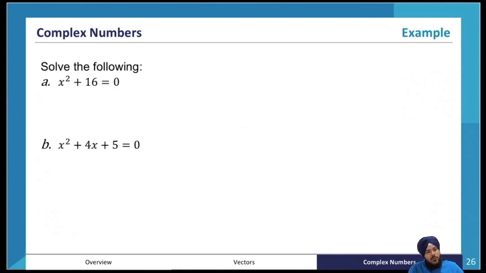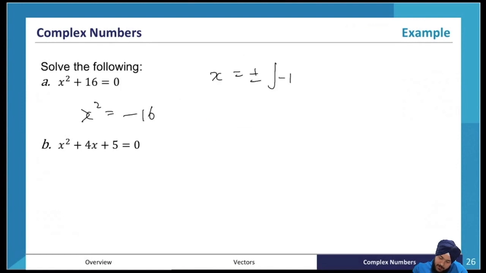Okay, here we have some questions to solve using complex numbers. Just solve it how you would normally solve a quadratic to start off with. For the first one, I'm just going to move 16 to the other side. So we're left with x squared is equal to negative 16. And then we need a square root. So x is equal to plus or minus the square root of negative 16.